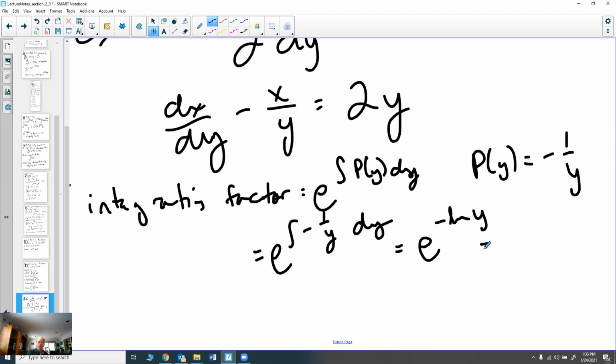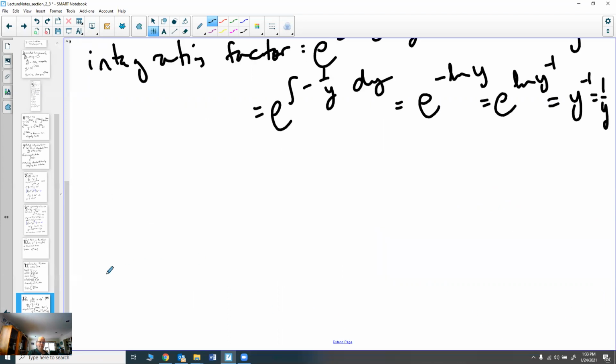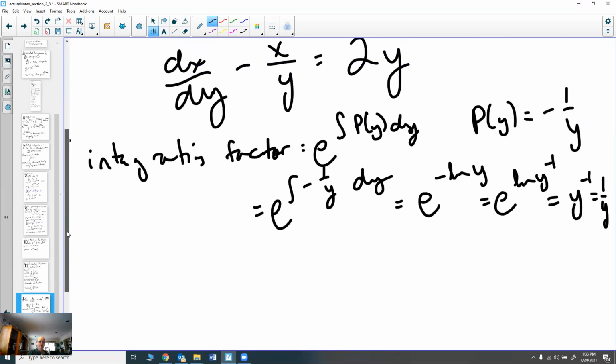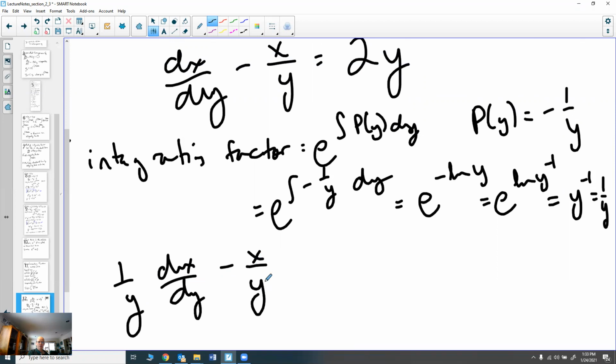Take the negative sign up. You've got e to the natural log of y to the negative 1, which of course e to the natural log of anything is just the anything. So it's just y to the negative 1, or 1 over y. So my integrating factor is 1 over y in this case. I'm now going to multiply every single term by 1 over y to get 1 over y dx/dy minus x over y squared is equal to 2, because I'm again multiplying through by 1 over y.